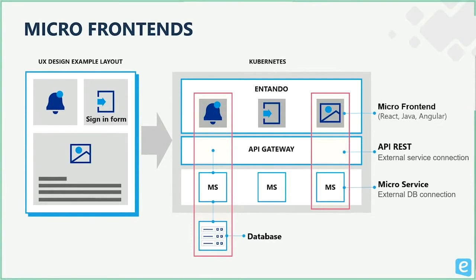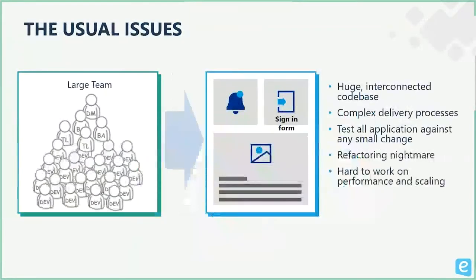What is the advantage of this? You go from the usual issues you had previously of having a huge and connected code base that you had to maintain, having sometimes very complex delivery processes because you could have many different teams focusing on different functionality. They could work on different branches. They have to merge the code regularly, and then you have all kinds of conflicts to resolve, and then you have to test it.